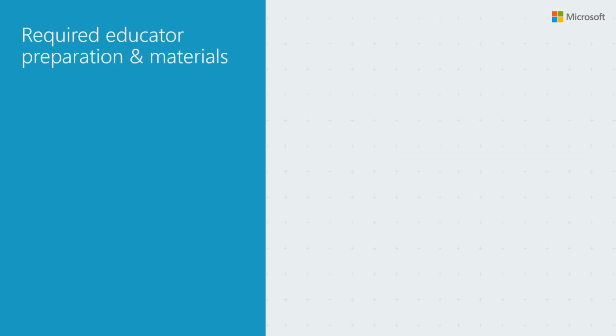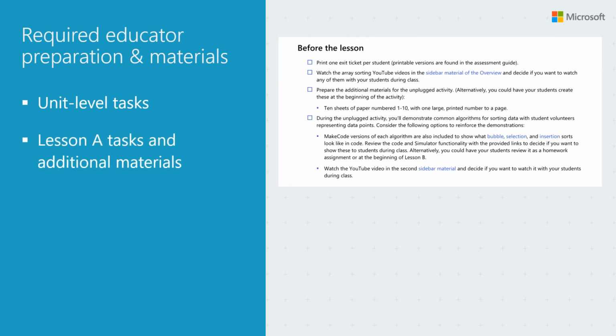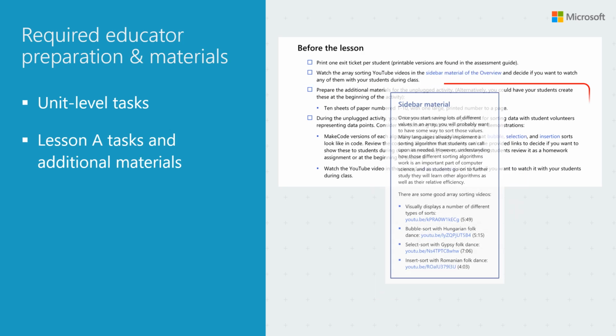Now for the unit level preparation, you have the typical steps of reviewing materials and practicing all activities. Now for Lesson A, most of your prep is going to be making decisions. So you'll want to watch the array sorting videos that are linked in the sidebar content and decide if you want to show any of those to your students during class or possibly assign them to your students to watch either before or after the lesson.